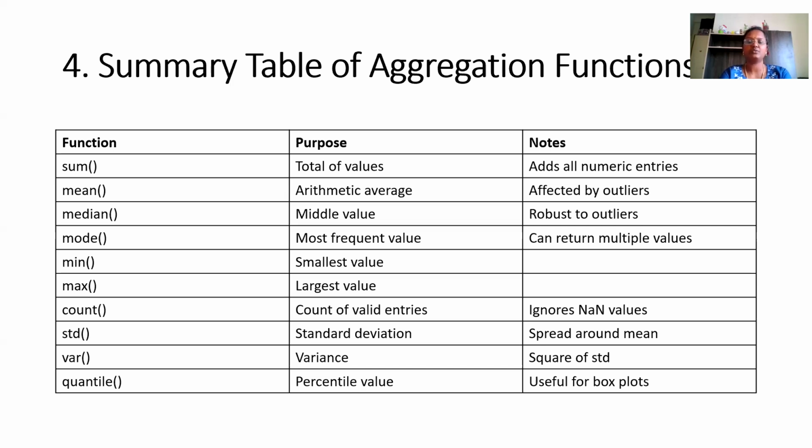And count will count the total number of entries available in the data set. Standard deviation will give you how the values are spread around the mean value. In the same way, variation shows how the values vary according to the mean value. Finally, the quantile will give you the percentage value.